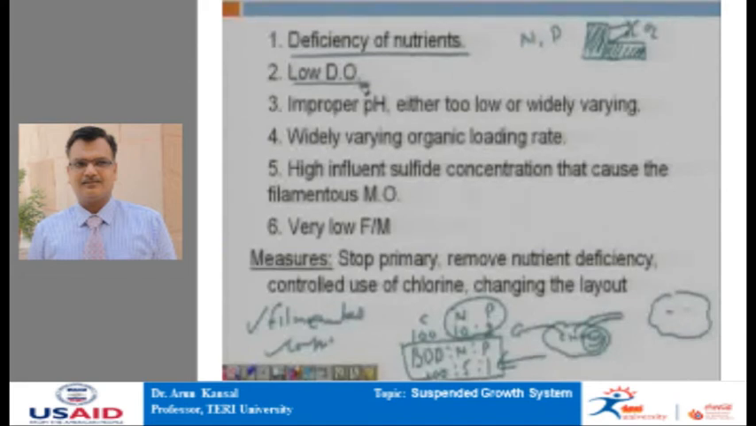Similarly, improper pH, that is either varying or extreme conditions, at very low pH and excessively high pH, filamentous organisms have a lower generation time as compared to the compact organisms. Widely varying organic loading rate, which means the food supply, if the food supply becomes less or limiting, again the filamentous organisms have the preferential growth. Sulfur is considered to be good for filamentous organisms. So, high influent sulfide concentration also causes filamentous microorganisms, and so does a very low F/M ratio.